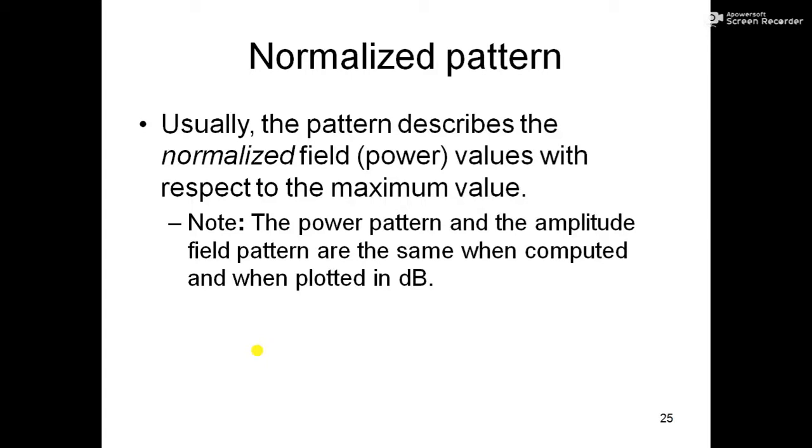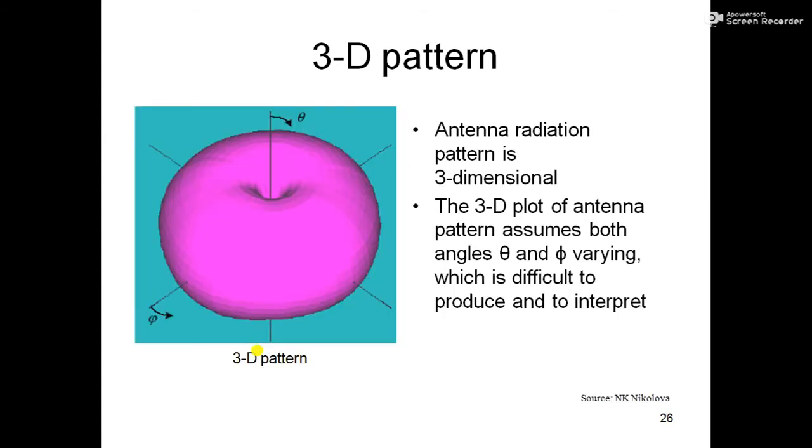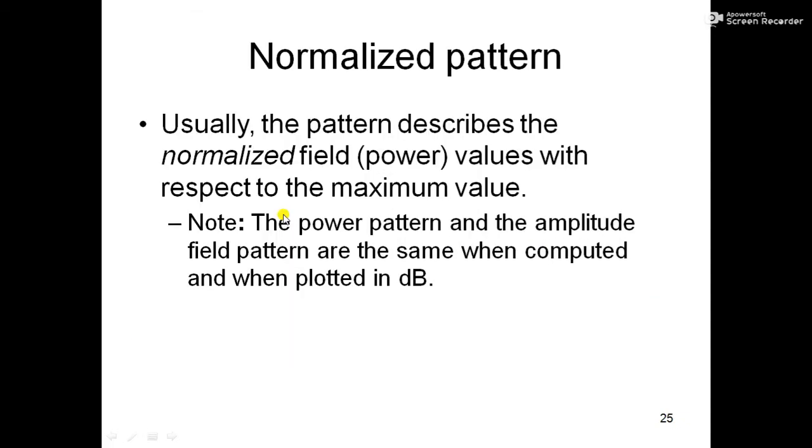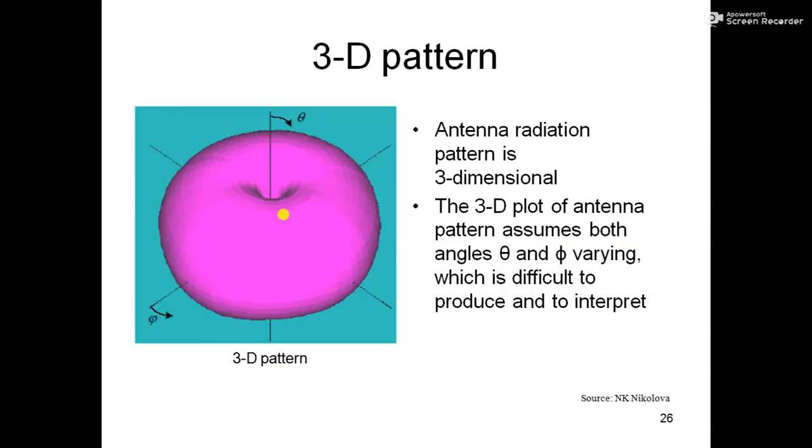Then we come to the normalized pattern. Usually the pattern describes the normalized field values. For simplicity of representation, we normalize the whole thing. The maximum power is considered to be 0 dB, and the minimum power is minus infinity. So this is the normalization. The maximum power will be 0 dB, and the minimum power will be the minimum one. Ideally it can go up to minus infinity, but it has some finite value, very small.